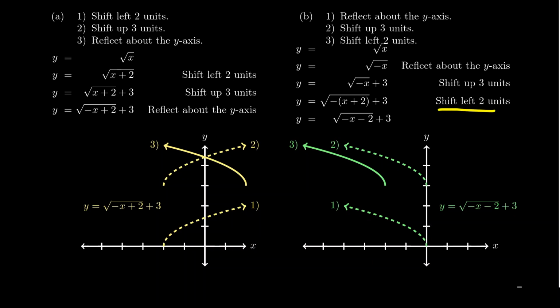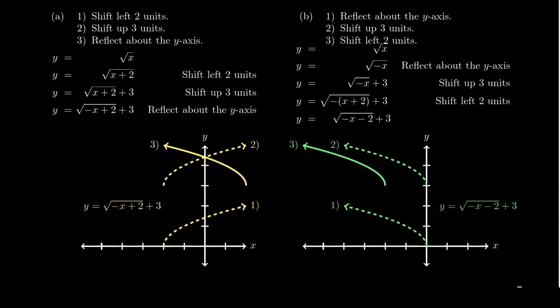What this means is you're going to take the x in the formula. Whenever you do a horizontal transformation, because you're in the horizontal zone, you're going to replace each and every x with the expression x plus 2 to shift it to the left. So you're going to replace the x with an x plus 2. The negative sign actually distributes across here. And so the final formula is going to look like the square root of negative x minus 2 plus 3.